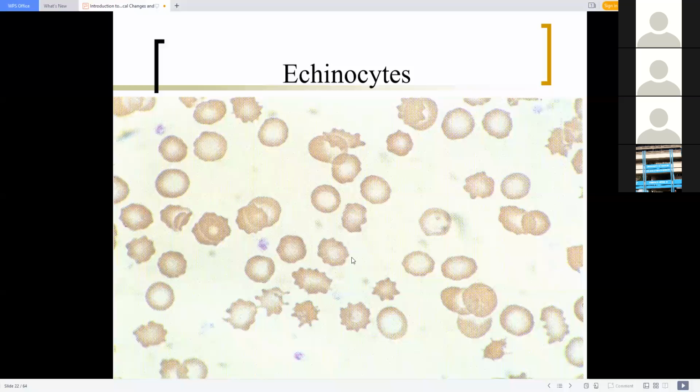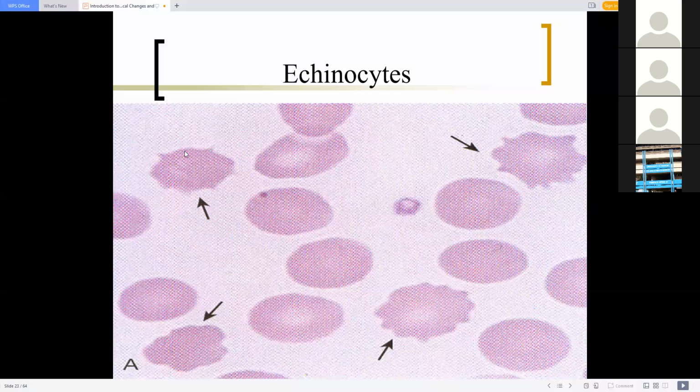So these are echinocytes. You can see they have very many spikes, all right? The acanthocytes had 5 to 10. This one has many, many spikes on the red cell, all right? More than 10. And the echinocytes have these many spikes on the red cell. And we've seen the conditions that we can see echinocytes in, all right?